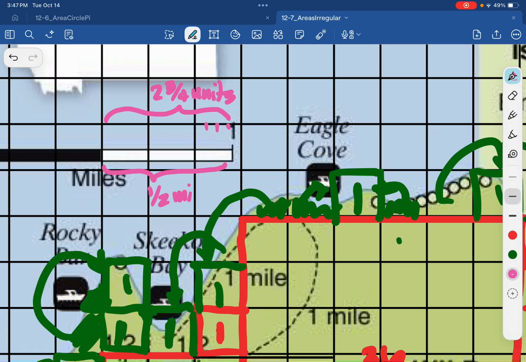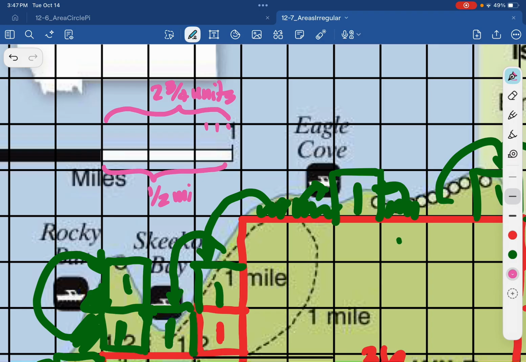Is equal to a 1/2 mile. So what we really want to know is what 1 unit is equal to. So if I take 1/2 mile and divide it by 2 3/4 units, then that tells me how many miles per unit, right?